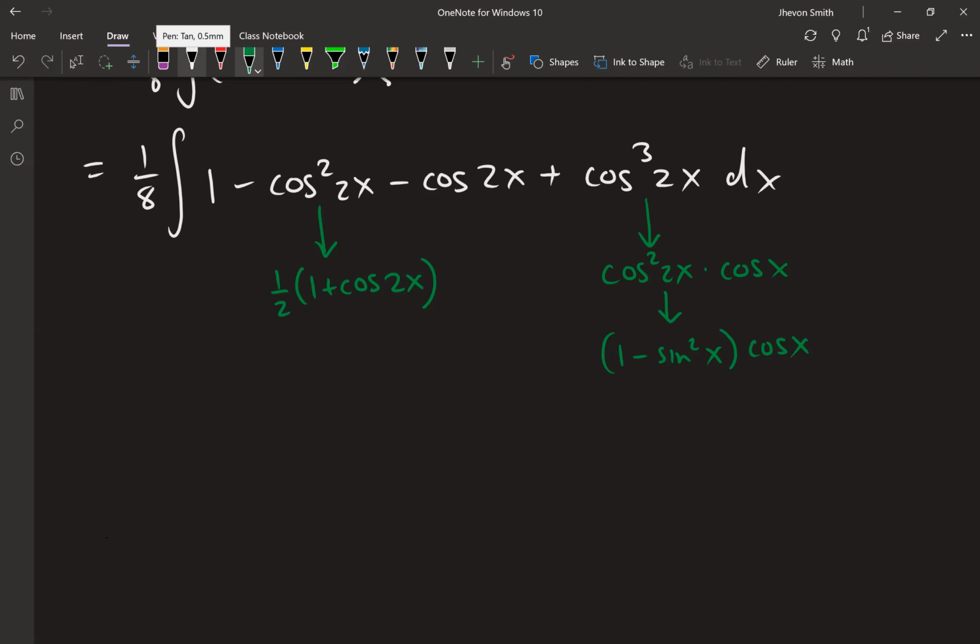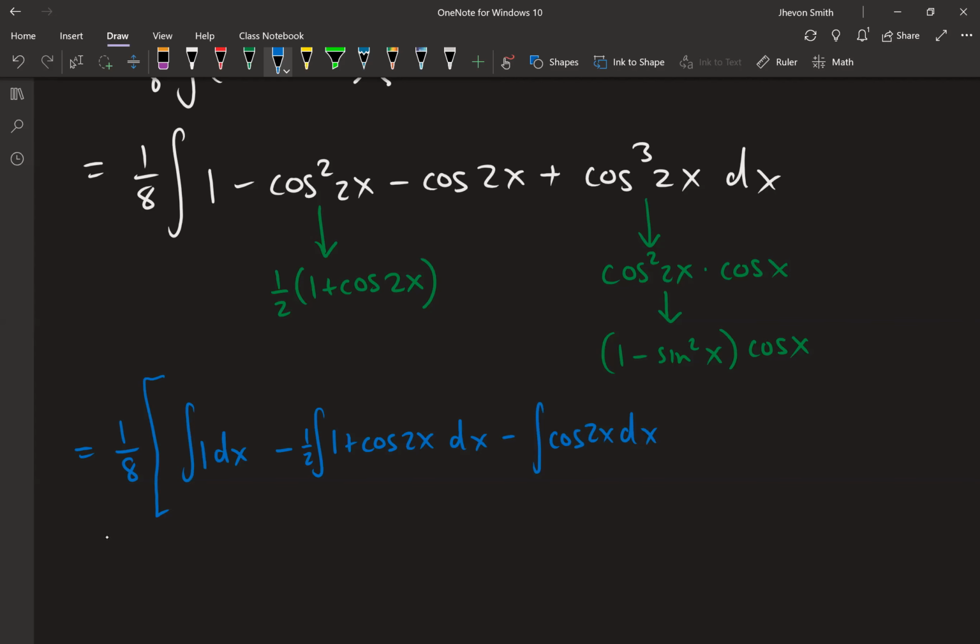Okay, so that's how we're going to deal with these. And now we're going to put these all together. So this is going to be equal to 1/8. And writing out this line is optional. Let me write it in a different color. This line is optional, but sometimes if I skip steps, it'll confuse people. So this here, 1 dx minus the integral of minus 1/2 times 1 plus cosine 2x, applying the double angle formula. This one is going to be the integral of cosine 2x. And then the last one is going to be the integral of 1 minus sine squared x cosine x dx.